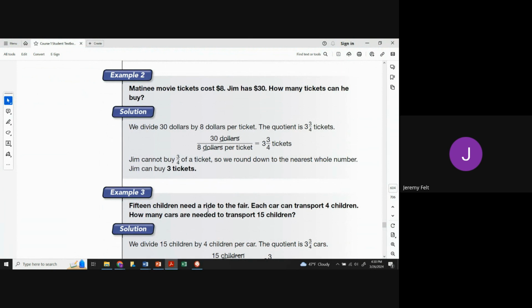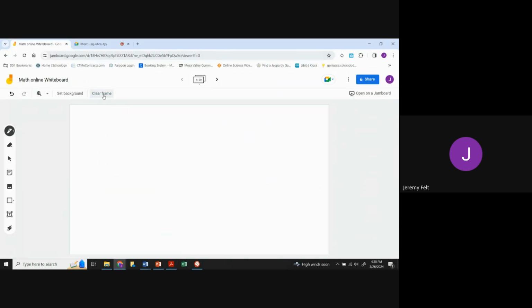Example 3, 15 children need to ride to the fair. Each car can transport 4 children. How many cars are needed to transport 15 children? 15 children. I'm looking for 4 children. Children and children cancel out. 15 divided by 4 is not going to be an even number, so we're going to run into the same situation, actually the exact same number, 3.75 or 3 3/4.